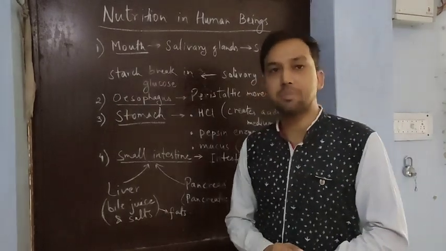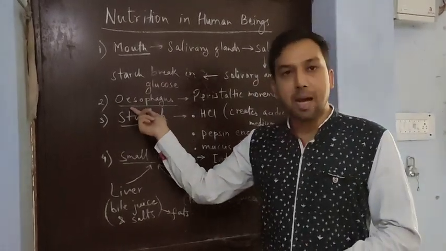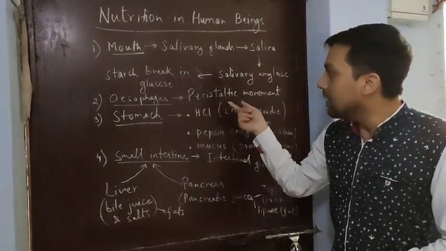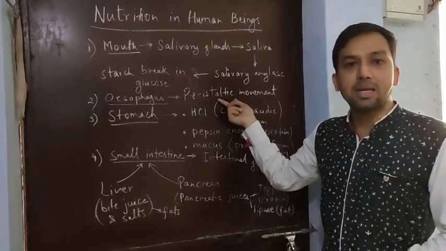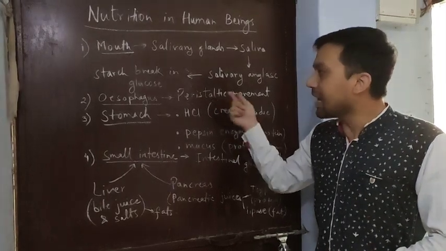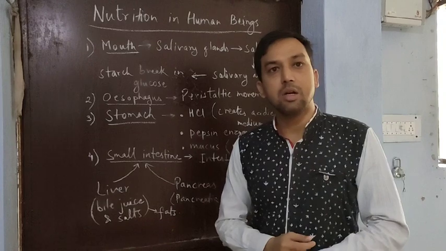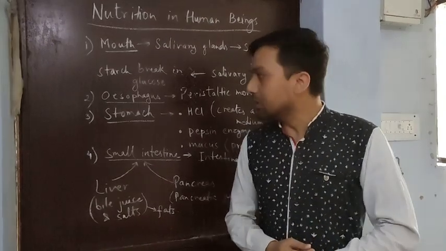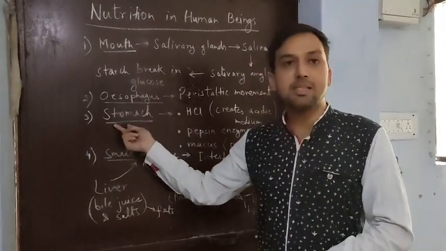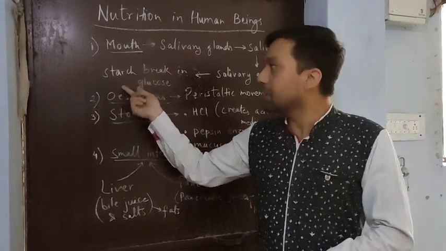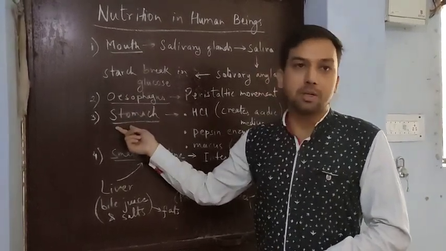After this first step, the food passes through the food pipe, which is also known as the oesophagus. The oesophagus has peristaltic movements. Peristaltic movement means there is a contraction of muscles to push the food forward so that it passes to the third step, that is the stomach. The oesophagus works as a bridge between the mouth and the stomach.